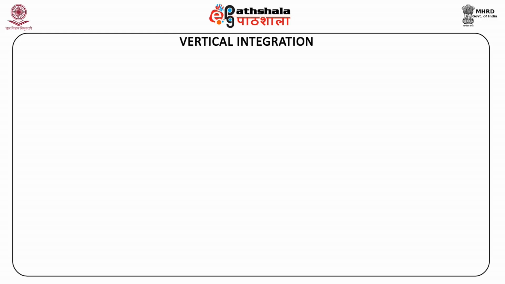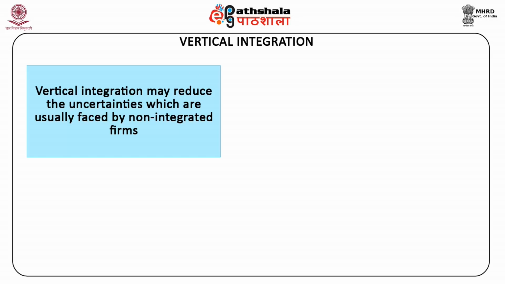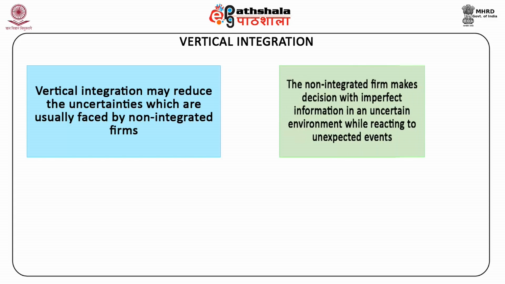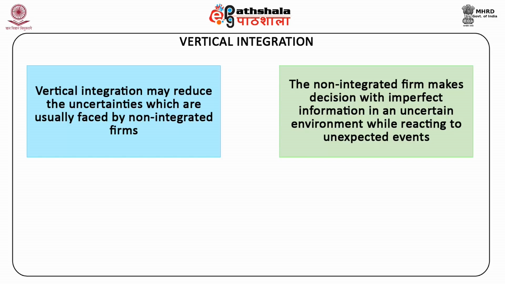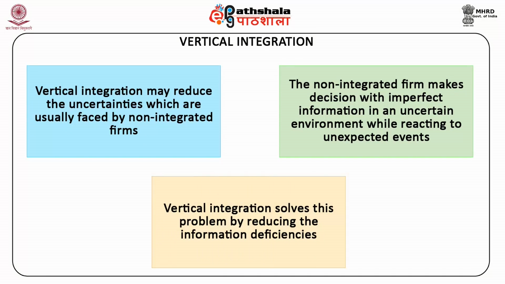The second factor is uncertainty and security of supply. Vertical integration may reduce the uncertainties which are usually faced by non-integrated firms. The non-integrated firms make decisions with imperfect information in an uncertain environment while reacting to unexpected or unforeseen events. Vertical integration solves this problem by reducing the information deficiencies.